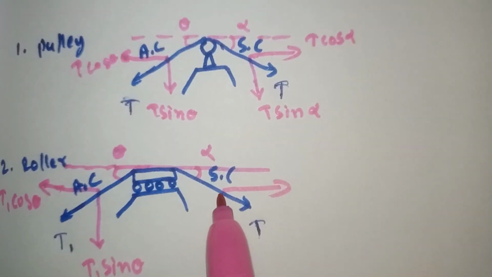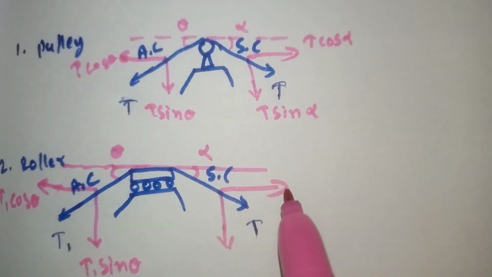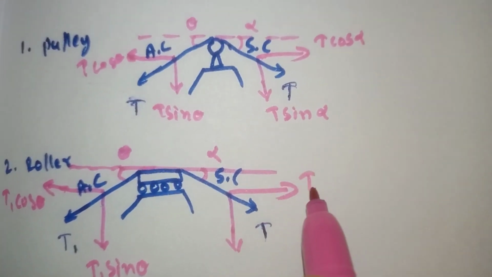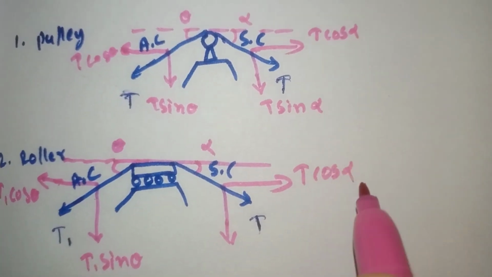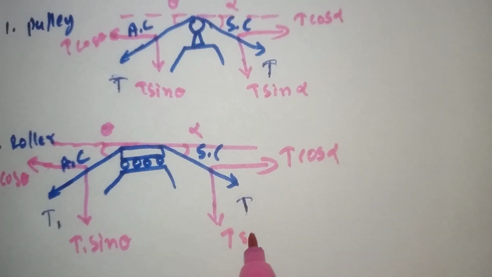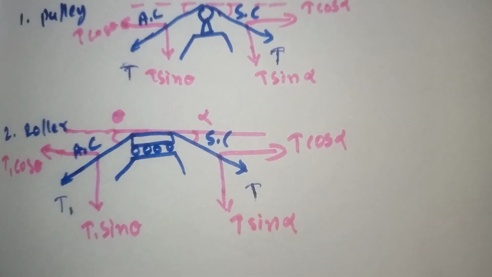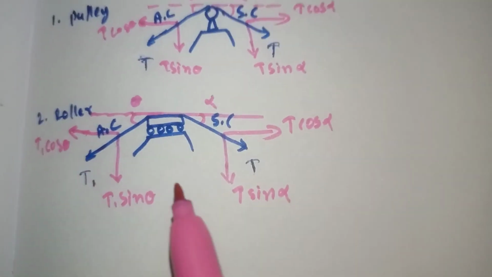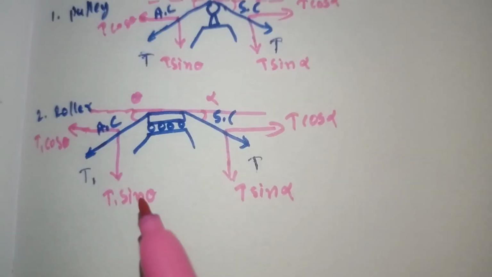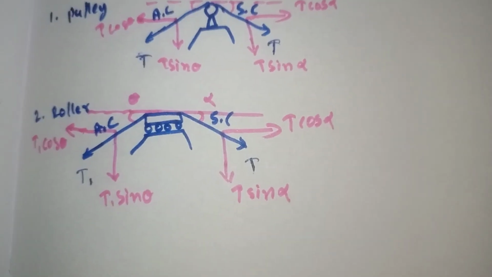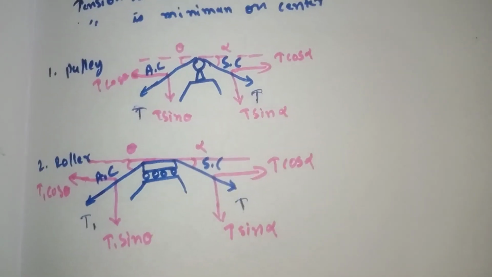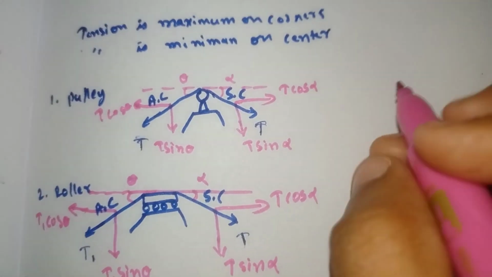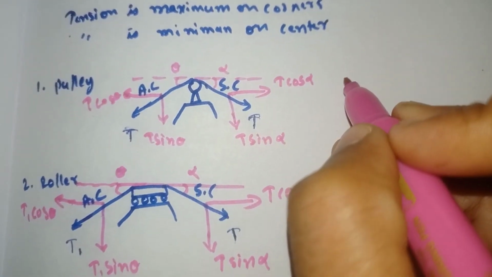Here also, the one with the angle is the cos term: T cos alpha and T sin alpha. So here the tensions are different because in case of roller, the generation of tension will be different. Now if we see the formula, first we'll see it for the pulley support.